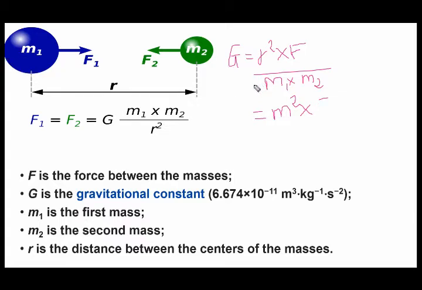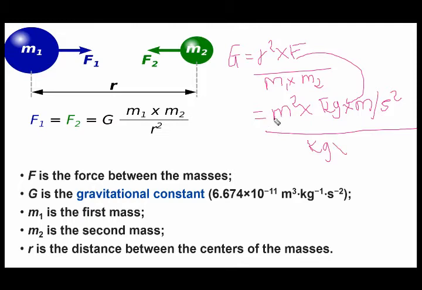Newton means force, which is equal to mass in kg into acceleration in meter per second square, divided by kg into kg. The kg cancels and one kg remains, so the units are meter cube second minus 2 into kg minus 1. These are the units of G. G is the gravitational constant.